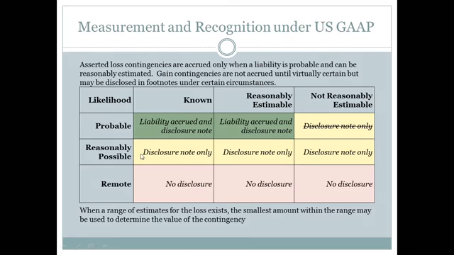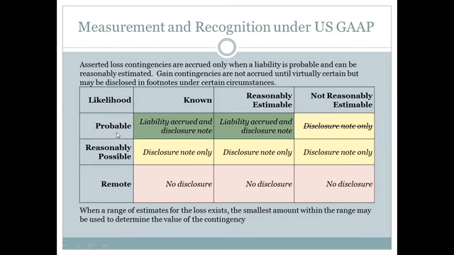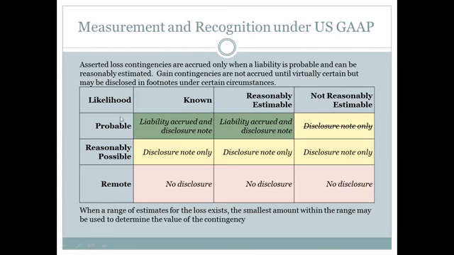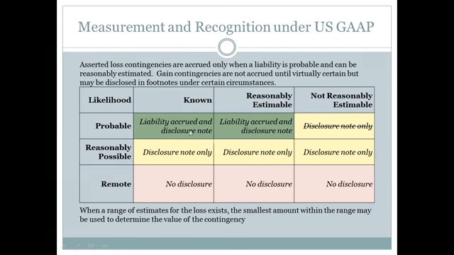Where we have to recognize, actually record a loss and an associated liability, is when management concludes that the likelihood of the loss is probable. So if we determine that it is probable and we can reasonably estimate the dollar amount involved, then we have to accrue the liability and disclose this in the footnotes.